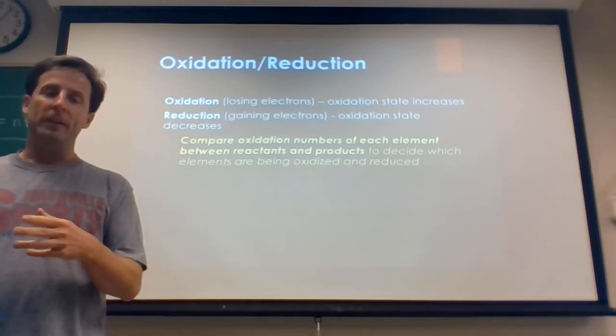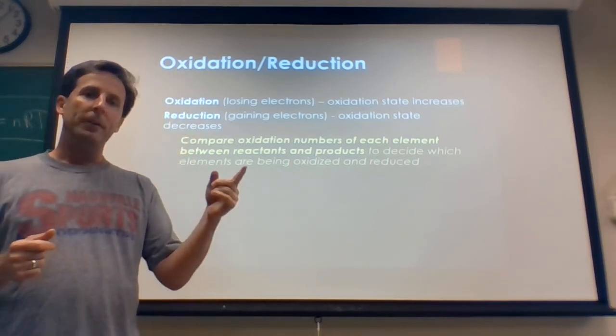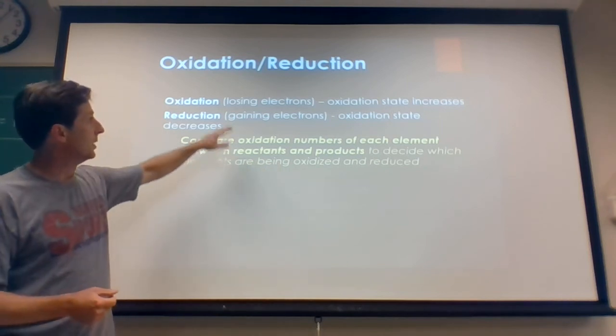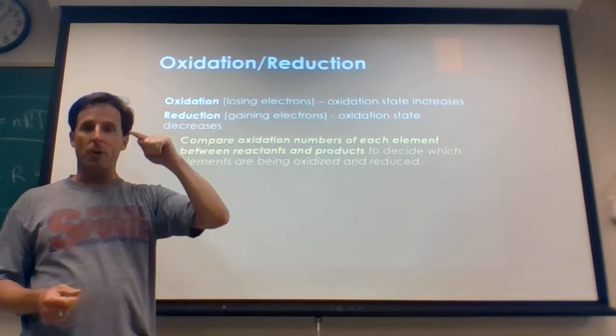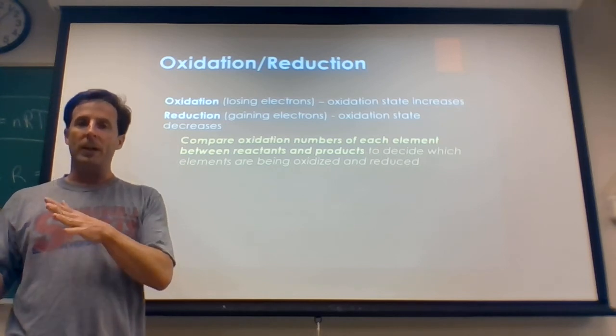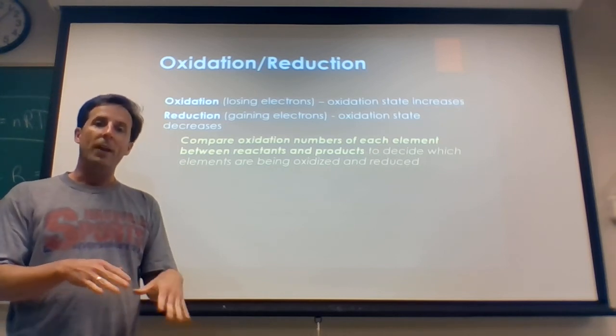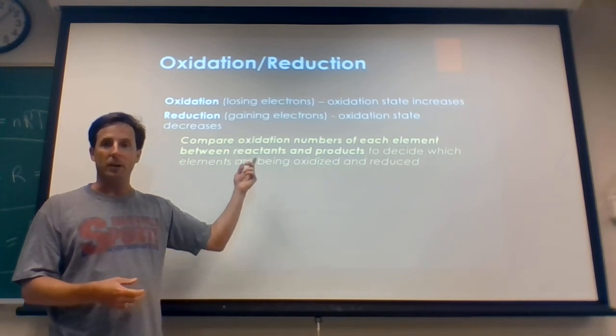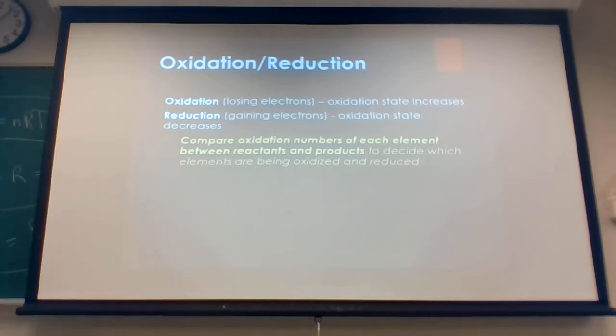If the charge is going up, that's oxidation, because when you lose electrons, that makes the charge increase. If you have an element where the oxidation number goes down, that means it's gaining electrons, and that's reduction. So those are the things we're looking at when we assign these.